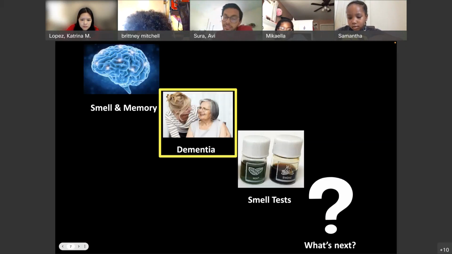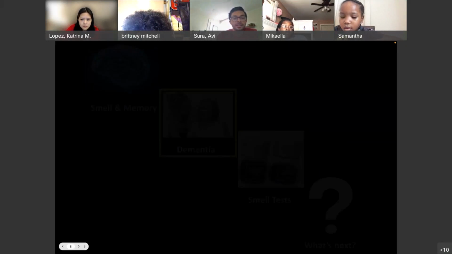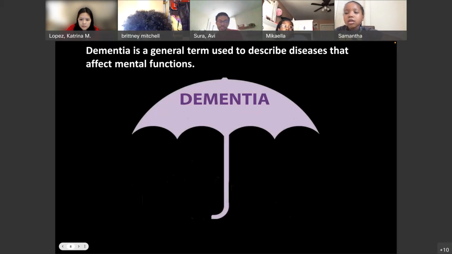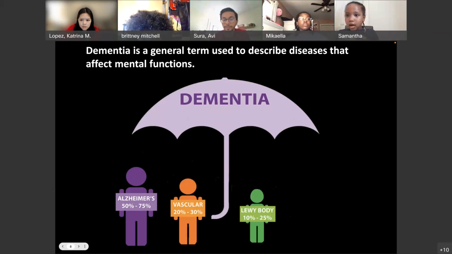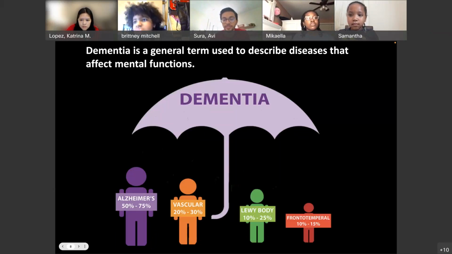So now let's talk a little bit about the diseases that affect our memory. Dementia is a general term that describes diseases that affect mental functions, and it covers a wide range of diseases and symptoms. But the main four that we like to classify them amongst are Alzheimer's disease, vascular dementia, Lewy body dementia, and frontotemporal dementia.